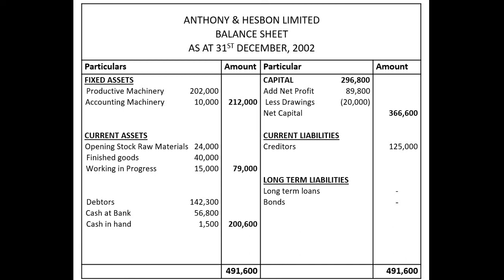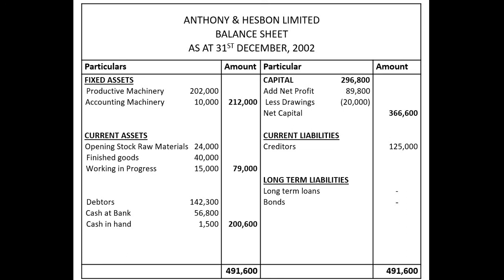At the right hand side, we have the capital and the liabilities. We first start with the capital. Our capital figure amounted to 296,800. It's added to the net profit, which amounted to 89,800, less drawings, which amounted to 20,000. Therefore, our net capital is 366,600.